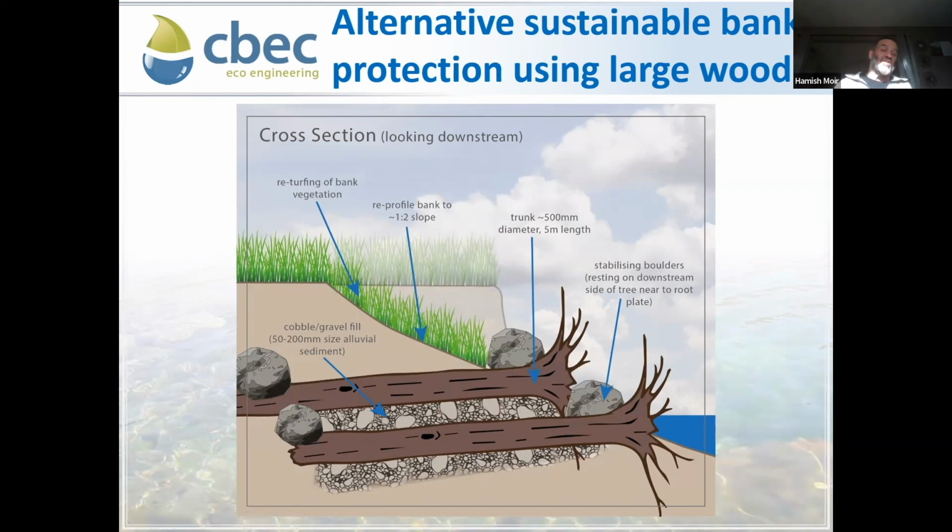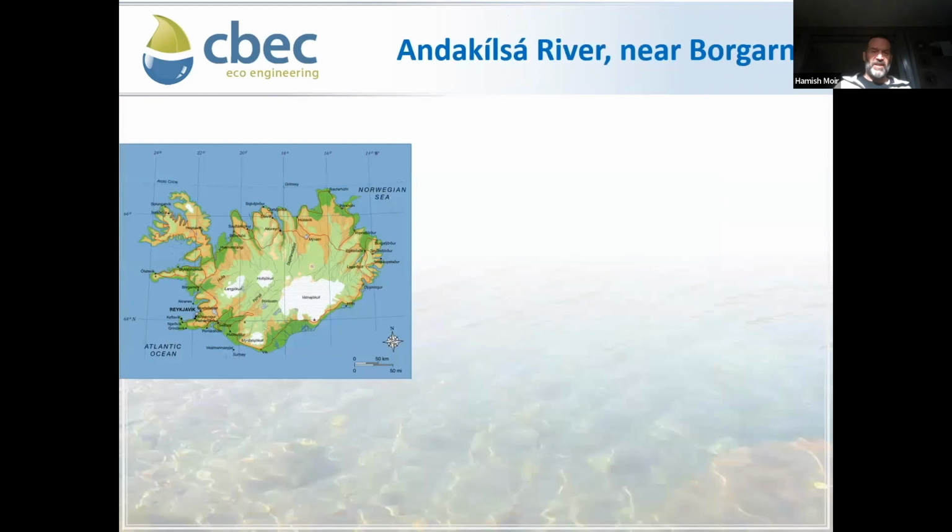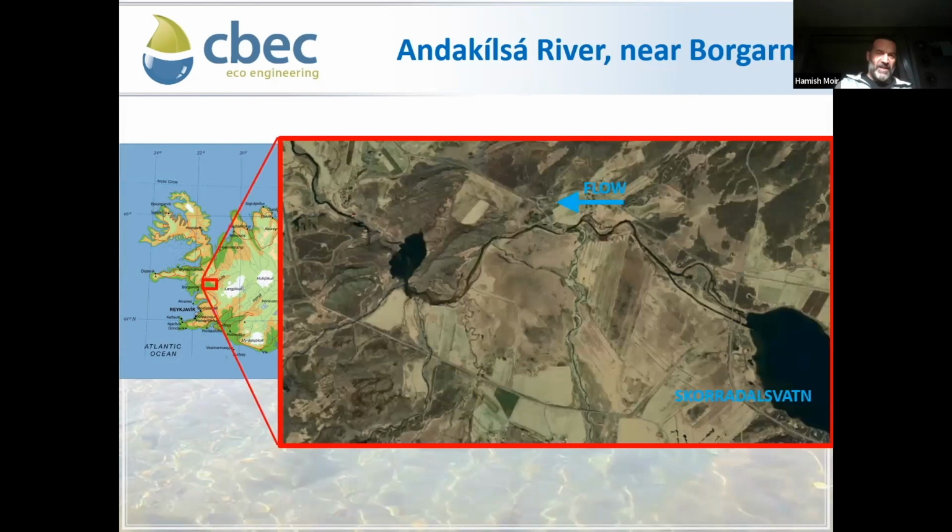And also we try and plant native tree species in here as well, because their root systems really provide an excellent binding of the bank to provide protection. So the example I want to give of this bank protection measure is on the Andakilsa River, which is near a place called Borgarnes in Western Iceland. It's in this location here.